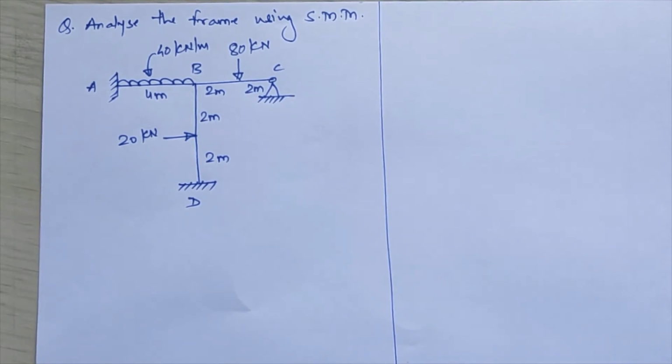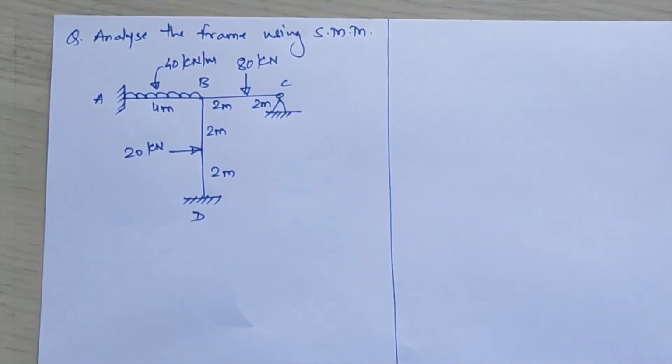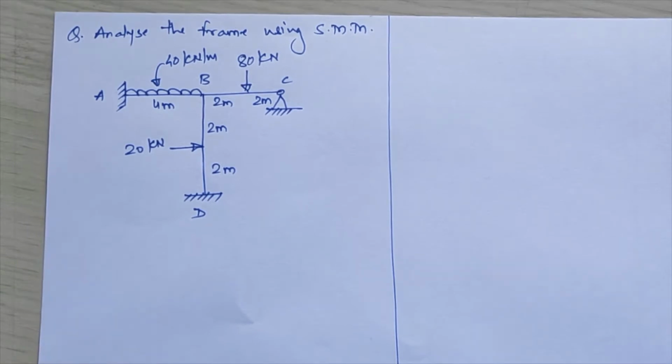Today we'll start with our next numerical on analysis of a non-sway frame using the stiffness matrix method. Here we'll be conducting this numerical, a frame ABCD given to you. The loading in this frame is a UDL on span AB, and in spans BC and CD a point load is provided at the center. We'll try to solve this using the stiffness matrix method.